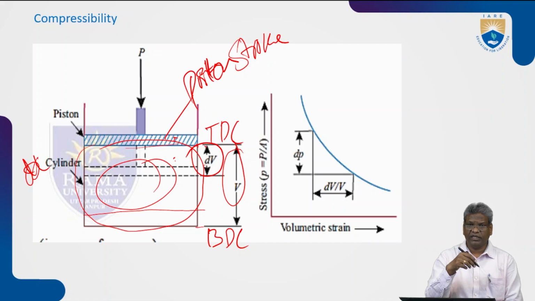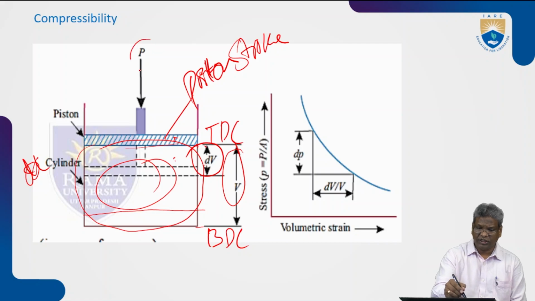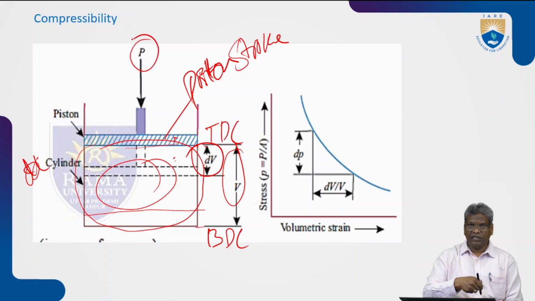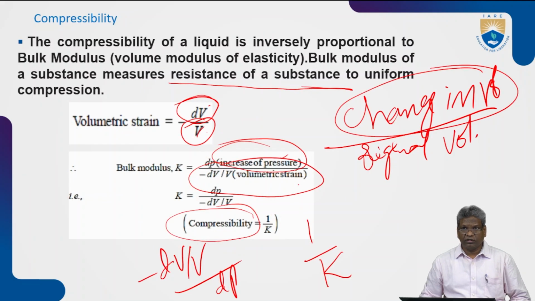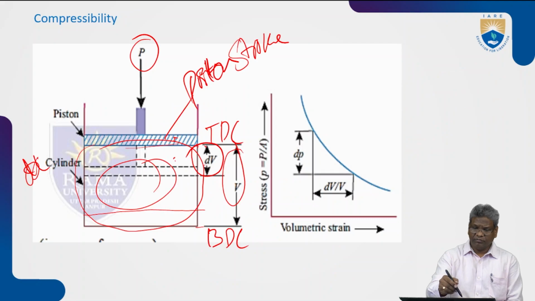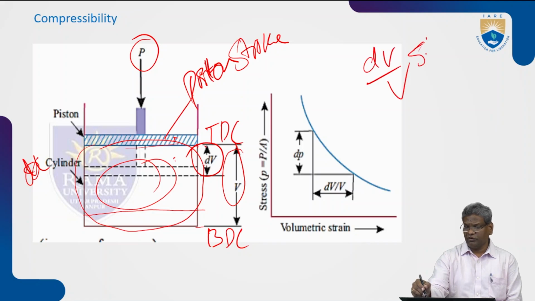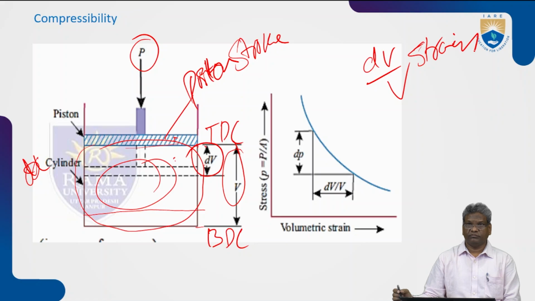That means if you are applying some pressure on the top, it will change its position. So that is exactly what bulk modulus or compressibility is: change in volume by change in the pressure. Because of applying the pressure, there will be a change in the volume. So this dV by V, we can call it a strain, the volume strain.